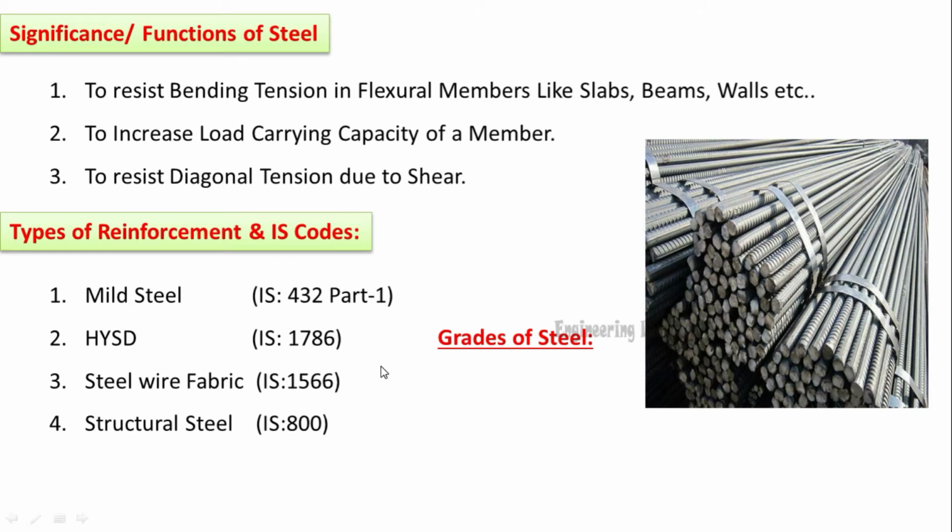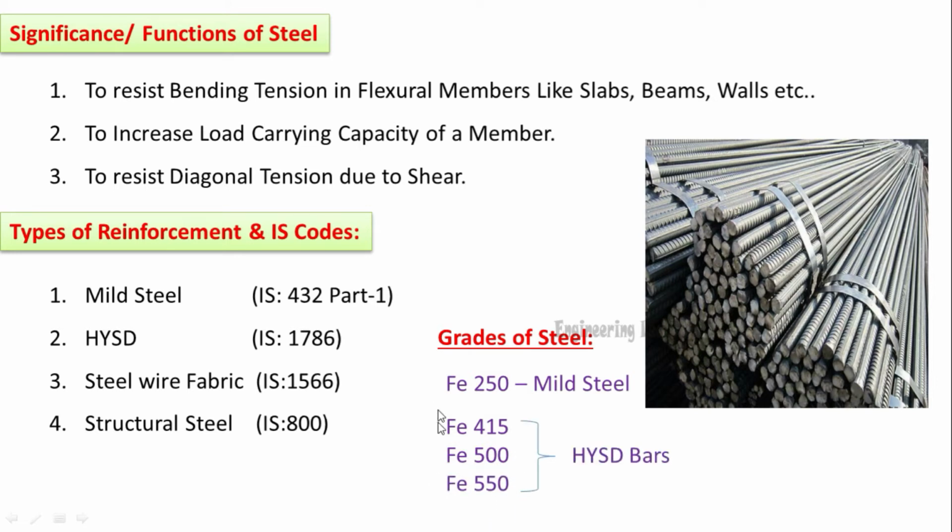Now let's see the grades of steel: FE 250, FE 415, FE 500 and FE 550. These are the different grades of steel bars. FE 250 is mild steel, and the code book used is IS 432 part 1, and these are plain bars. Coming to the other three grades of steel, these are HYSD bars. HYSD is high yield strength deformed bars. These are the important grades of steel.